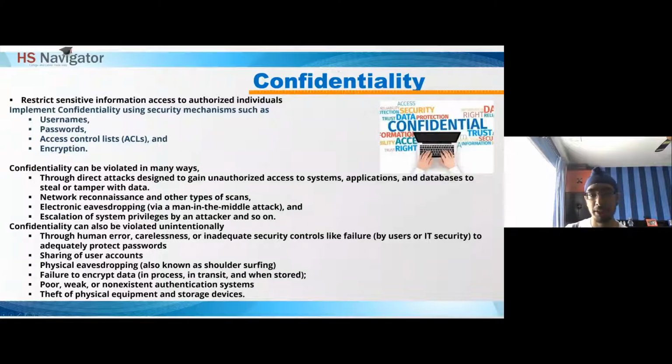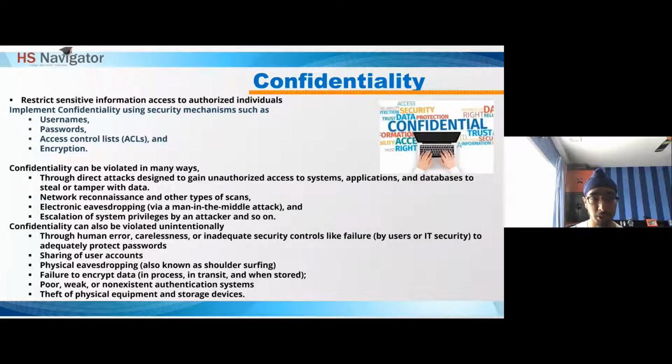So confidentiality. Let's dive into each one of the different components of the CIA triad model, specifically. So confidentiality, the main thing about confidentiality is to keep your data confidential. You want to restrict sensitive information from being accessed by unauthorized individuals. You basically want to make sure that sensitive information is only accessed by people who should have access to it. So you can use stuff like usernames, passwords, access control lists, which is kind of what the name suggests, where you could control who has access to information, and encryption. So that's the way you can ensure confidentiality.